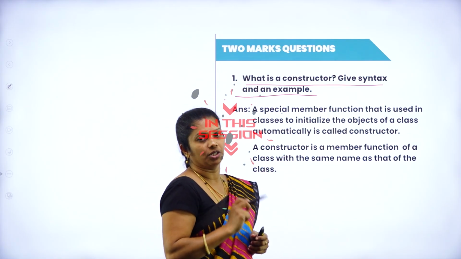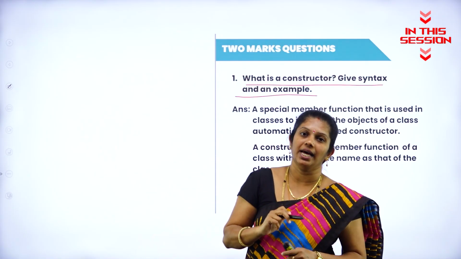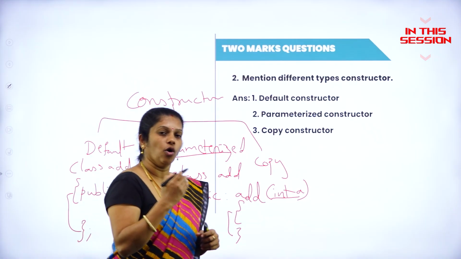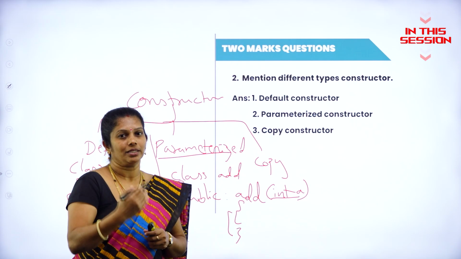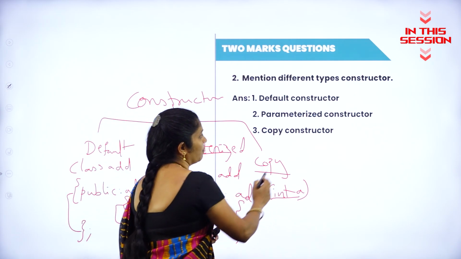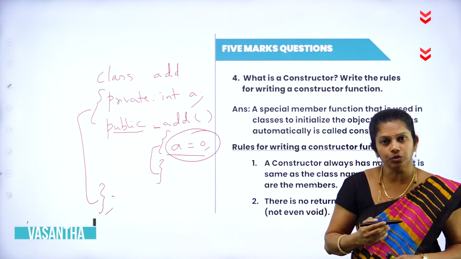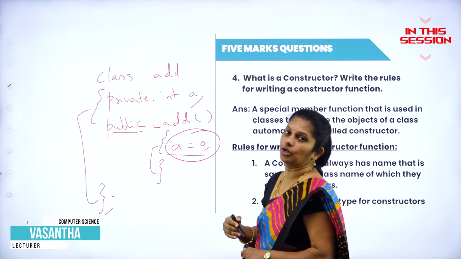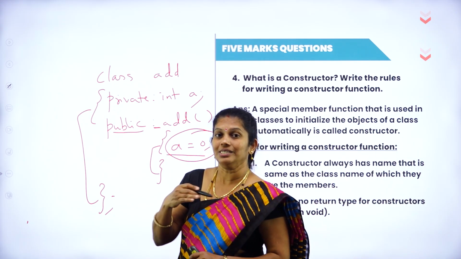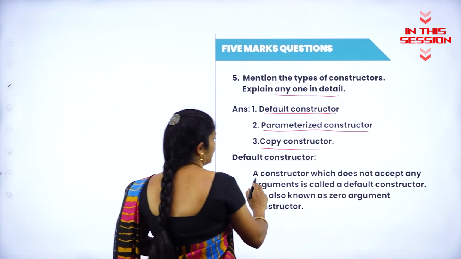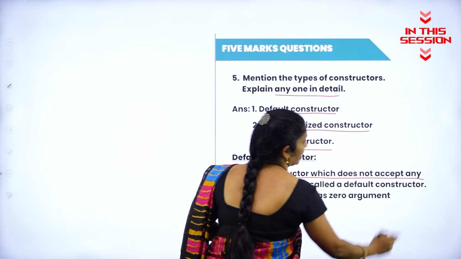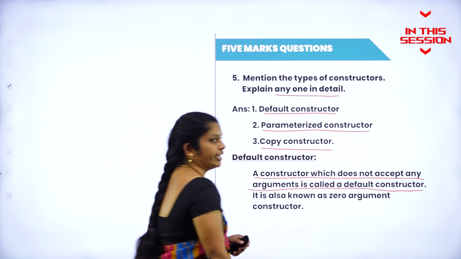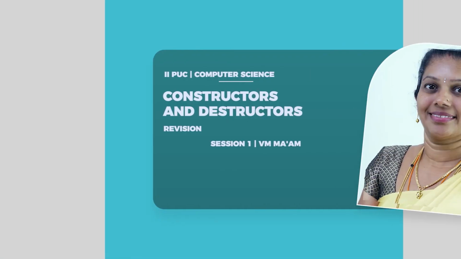A special member function used to initialize the object of a class automatically. When you want to copy the contents of one object to another object, then we are using copy constructor. When you create an object of a class, this function will execute automatically. No need to call this function separately. A constructor which does not accept any argument is called a default constructor.